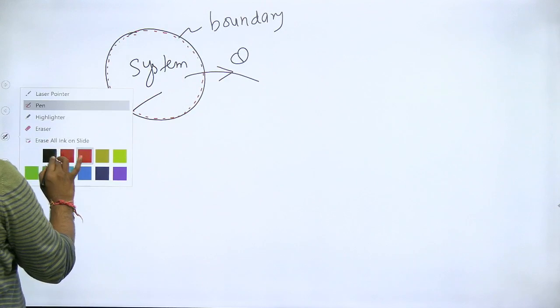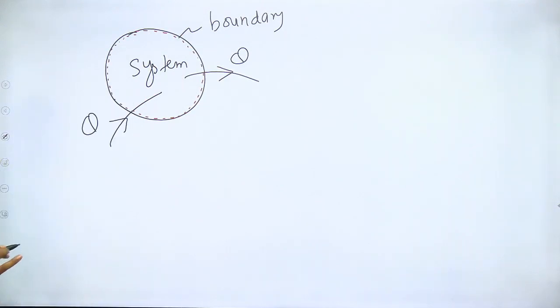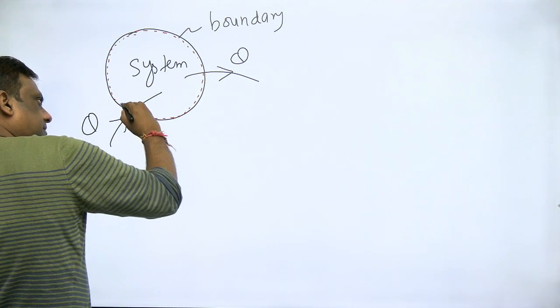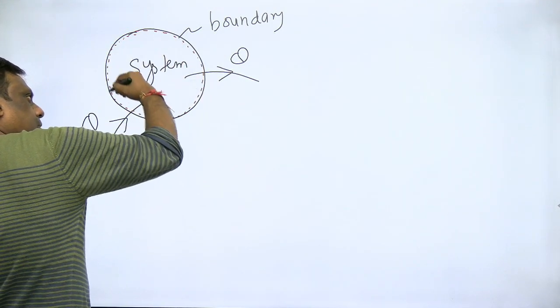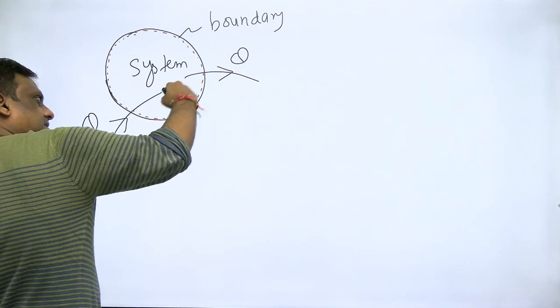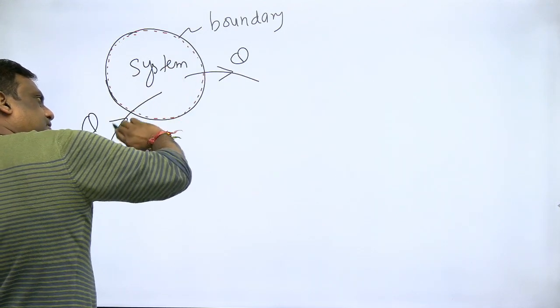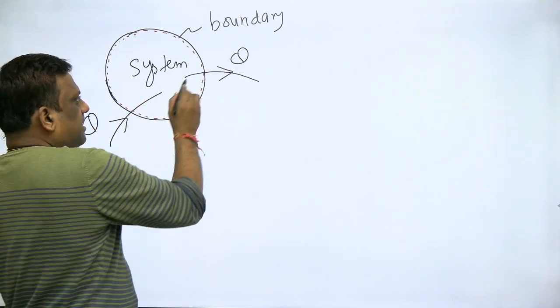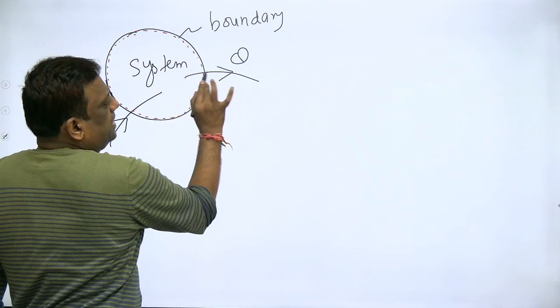This is the boundary of the system. Now look, when you are supplying heat, this is the boundary. When you are supplying heat, it is crossing the boundary. It is entering. Similarly, when the system is losing heat, it is again crossing the boundary.